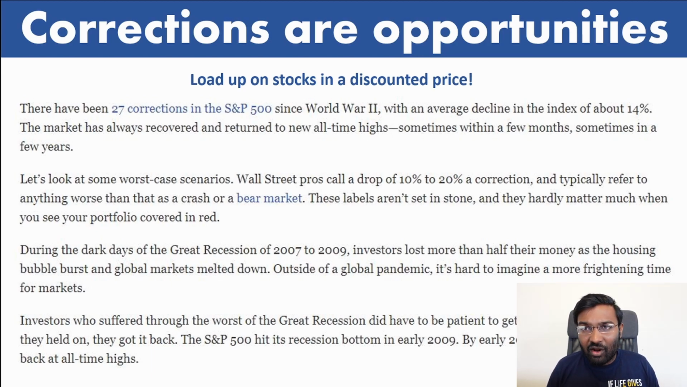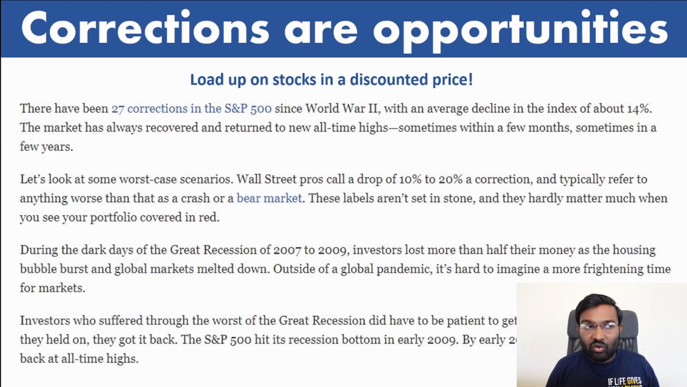But what we have to do is take a step back and look at individual companies, quality companies. If they are doing pretty well, posting year on year increasing revenues and increasing net income, then the stock price will do well in the long term.